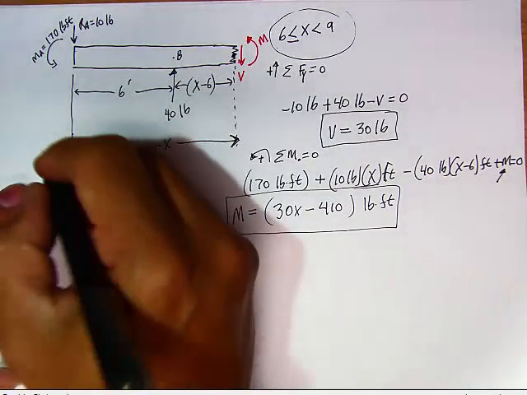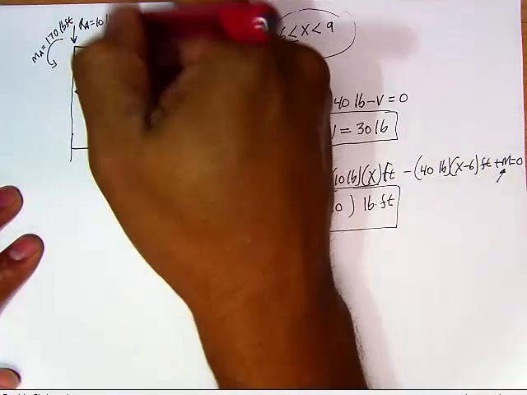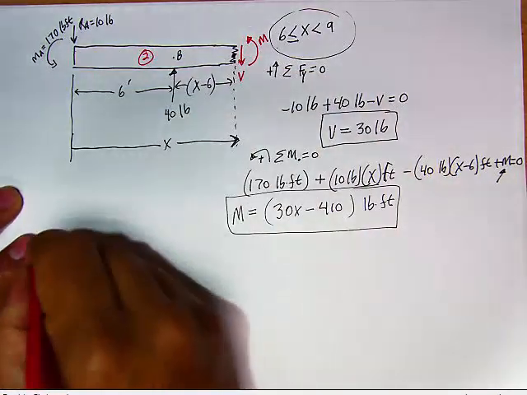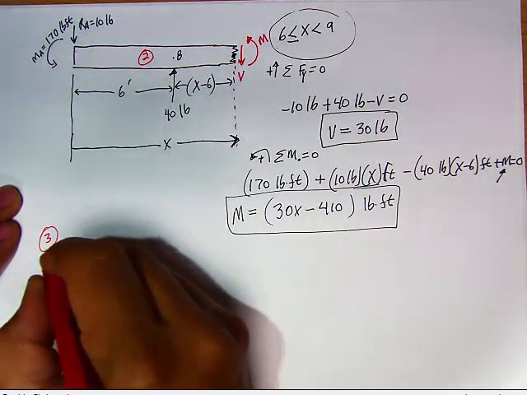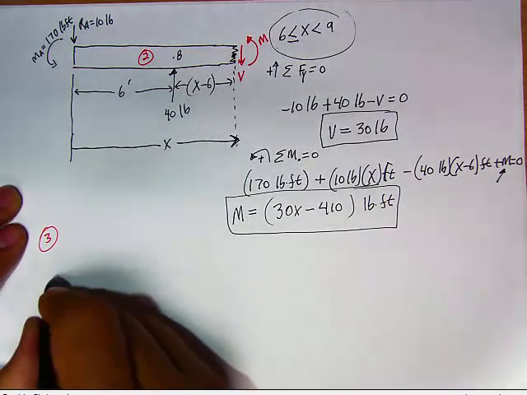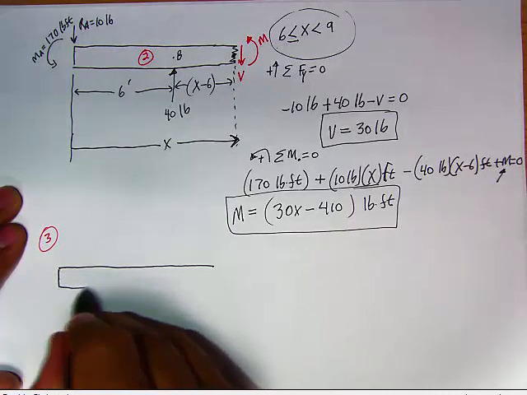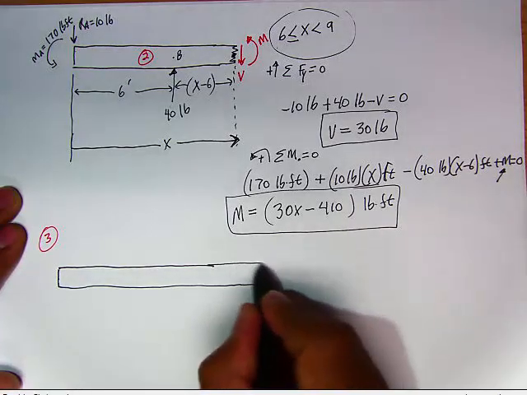And let's do our last section. I almost forgot to label this section 2, this entire piece. Let's do our last section, section 3. And we're going to be cutting somewhere between C and D. So it's a little bit longer.